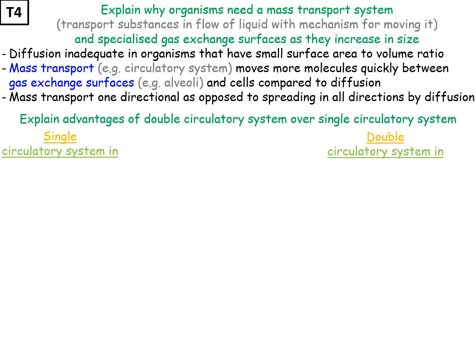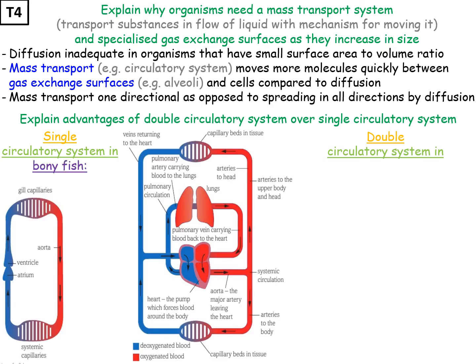Explain advantages of double circulatory system over a single circulatory system. In a single circulatory system, such as bony fish, you have blood that circulates from the gill to the body cells and then to the heart. The heart then pumps it to the gills and then again it goes to the body cells and comes back to the heart. So there's just one circulation.